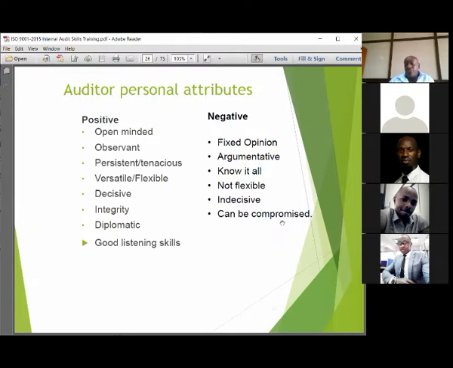Even in life, you are where you are because you have persisted in many things. In school, you persisted. Otherwise, there were so many challenges and you could have given up. But due to that persistence and being tenacious, that's why you are where you are. A good auditor will have the attributes of being flexible, almost like open-minded, and versatile. You are not fixed in one way of doing things. You are flexible.